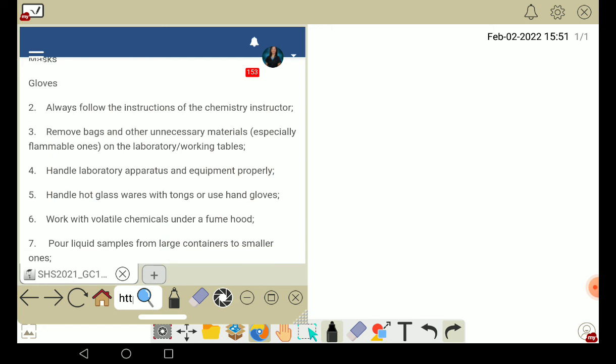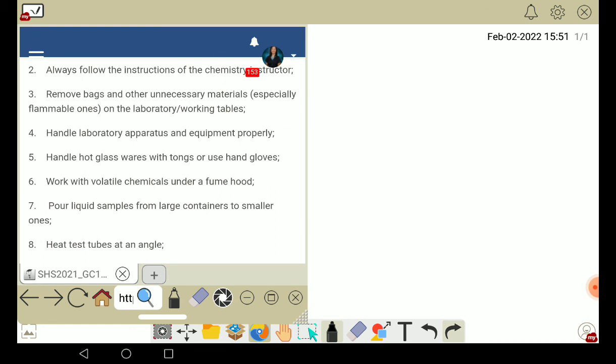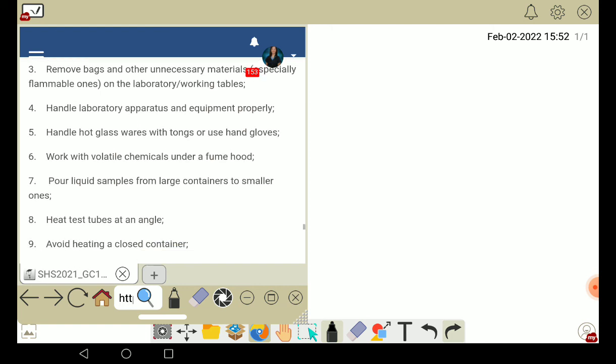Fourth is handle laboratory apparatus and equipment properly. Each laboratory apparatus and equipment has a specific way on how you are going to use or handle them. Okay, next we have handle hot glasswares with tongs and use hand gloves. So this is for the purpose of preventing ourselves from burning, and of course from reacting with other chemical substances.